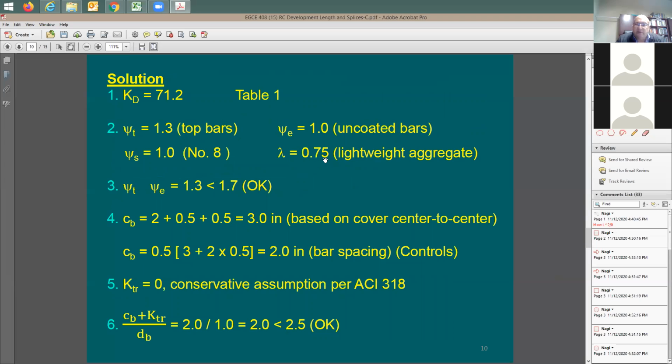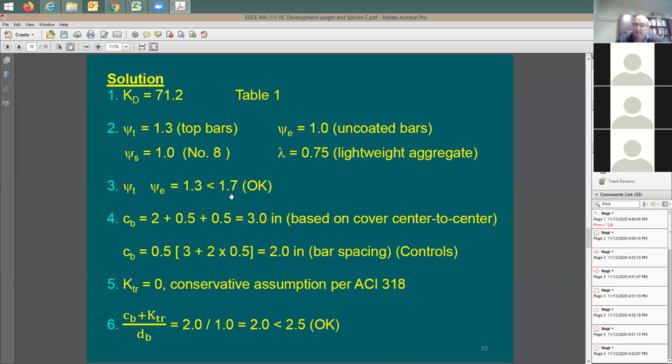There's one check. Actually, there are 2 checks that you need to do. The first one is when you multiply psi sub T times psi sub E. Now you take 1.3 times 1, and it cannot be more than 1.7. So what happens if there's more than 1.7 in your analysis? You just use 1.7. So 1.7 is going to be like a cap, the top value, the maximum value.